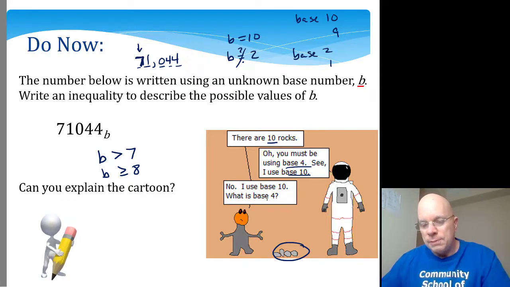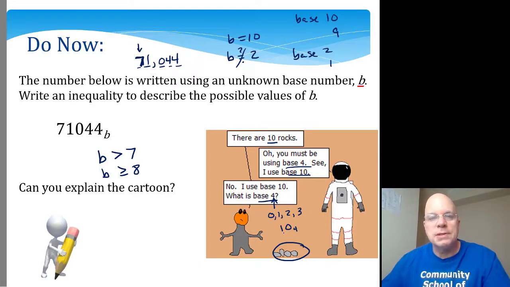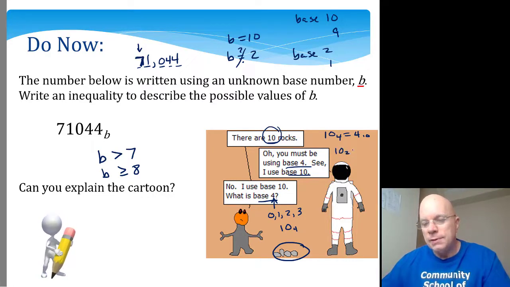But the alien doesn't know what he means by base 4, because in base 4 there would not be a 4. There would only be 0s, 1s, 2s, and 3s. In base 4, if you wanted to represent 4, you would represent it with a 1 and a 0, because you'd have a 0 in your 1's place and a 1 in your 4's place in base 4. And that's why the alien says there are 10 rocks, because 10 in base 4 is 4 in base 10, much the same way that 10 in binary is 2 in base 10.